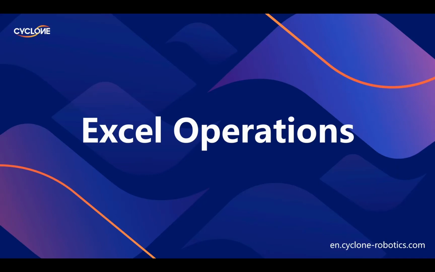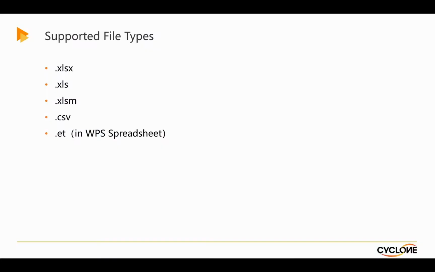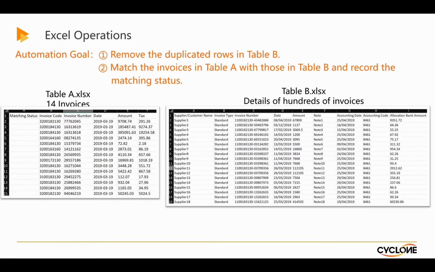In this video, I'll use an example to introduce the process nodes related to Excel spreadsheet operations. Excel functions support these file types. We're going to process two tables, each containing different information about invoices. We will first deduplicate table B, check if the invoices in table A match any invoices in table B, and record the matching result. Let's have a closer look at these two tables.